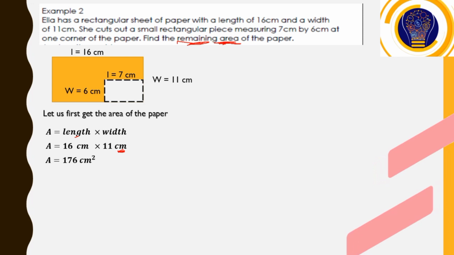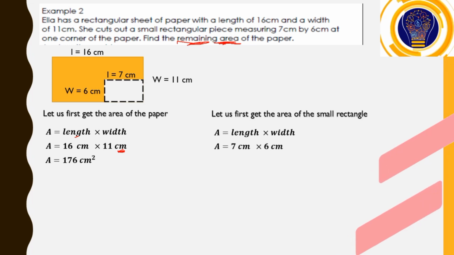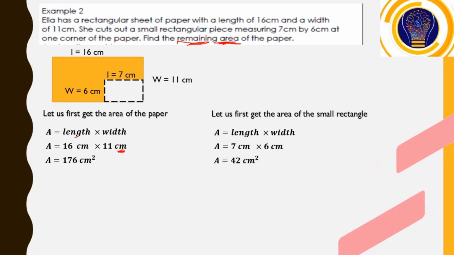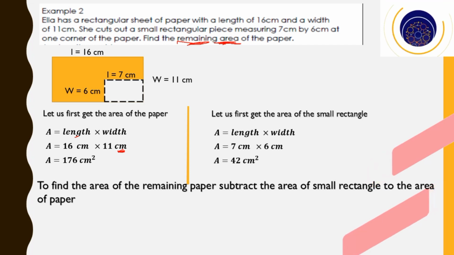Ito yung area na tinanggal. Paano natin makukuha yun? Since pareho silang rectangle, we also use length times width. And that is equal to 7 centimeters times 6 centimeters. That is equal to 42 centimeters squared. So, 42 ito. Nagtanggal siya ng 42.